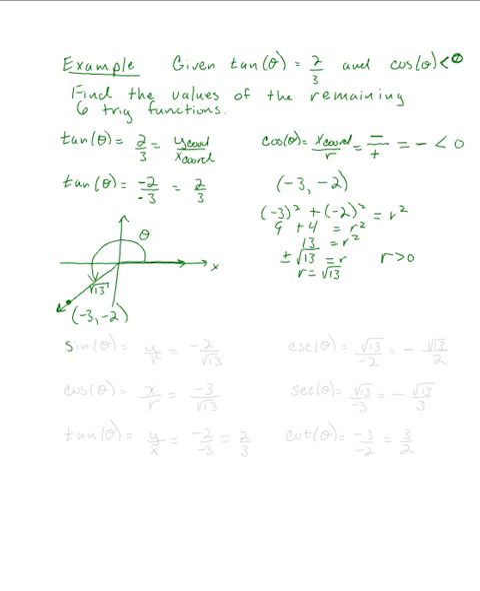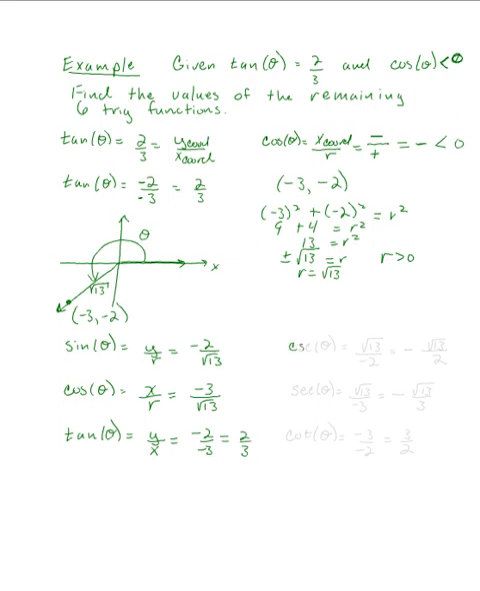Alrighty, so sine of theta. Okay, you know this now. It's y over r. So that's -2 over square root of 13. Cosine of theta is x over r. That's -3 over square root of 13. Tangent theta was given. But let's just check to make sure that it is what it is. That's y over x. That's -2 over -3, or positive 2/3. So that checks out. And then the 3 reciprocals.